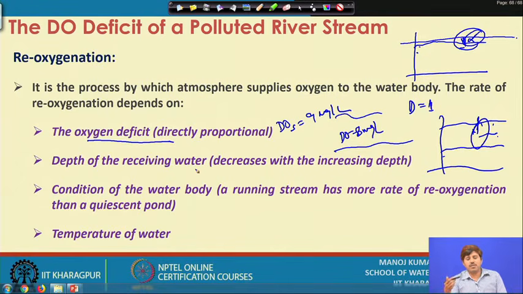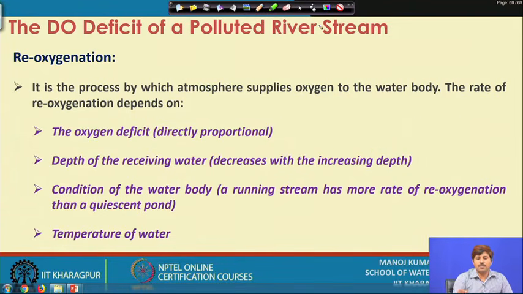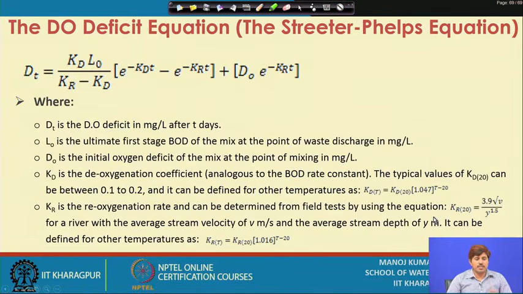Then the depth of the receiving water body: it decreases with increasing depth. If the depth of the water body is high, the rate of oxygen transfer, particularly in the lower strata, will be very low. The condition of the water body also matters. Of course, a running stream will have more turbulence and more re-oxygenation than a static pond or quiescent stream. And what is the temperature of the water, because our saturation DO depends on the existing temperature of the water body. So, that way it will basically be a function of these things.